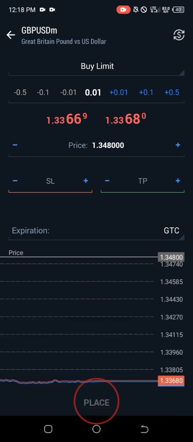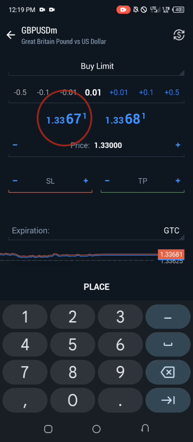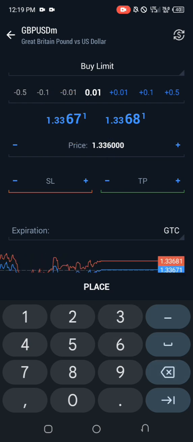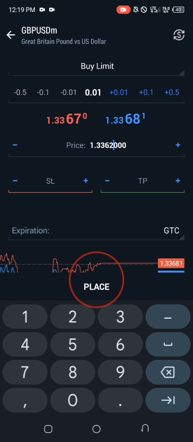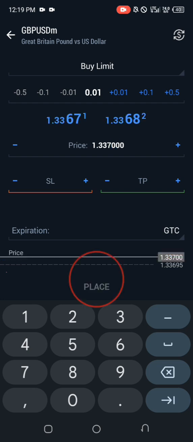You cannot place a trade here because you are setting a buy limit and the price you are entering is higher than the current market price. You can see here. So when you change it to 1.336, you can see you can now place the trade because now it is lower than the current market price. You can see the current market price is 1.3367 and your price is lower. So now you cannot place this trade because it's 1.337. So that is how buy limit works.